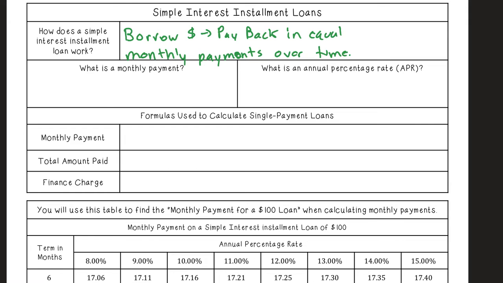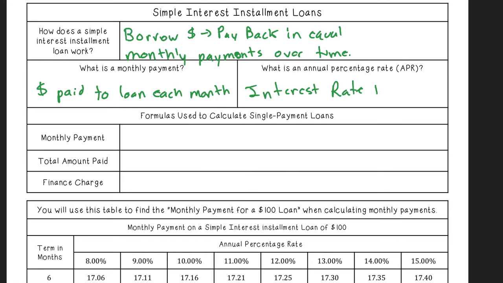So monthly payment, kind of self-explanatory. Money you pay towards the loan each month. Annual percentage rate is your interest rate, so your interest rate for an entire year. Interest rate per year. So I'll add that in there.